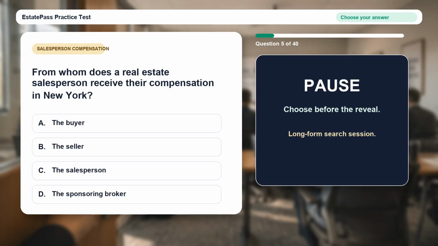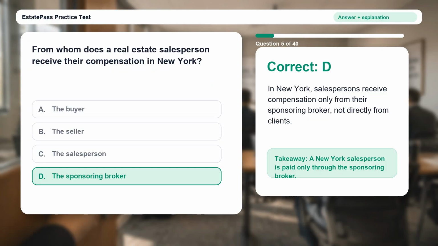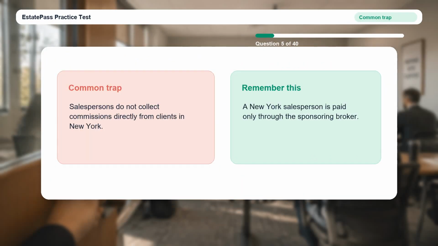Question 5. From whom does a real estate salesperson receive their compensation in New York? Your choices are A. The buyer, B. and so on. The correct answer is D. The sponsoring broker. Explanation. In New York, salespersons receive compensation only from their sponsoring broker, not directly from clients. Common trap. Salespersons do not collect commissions directly from clients in New York.